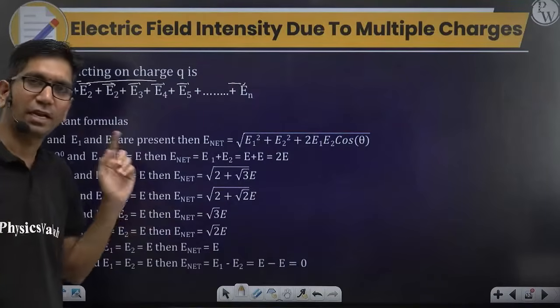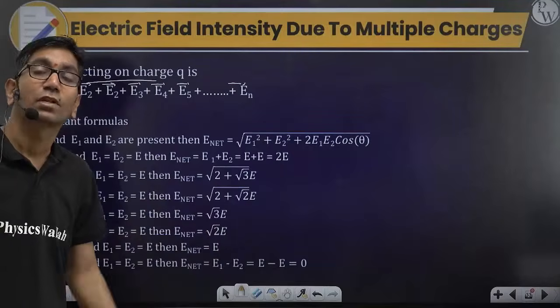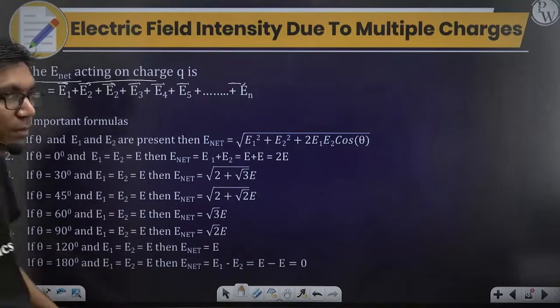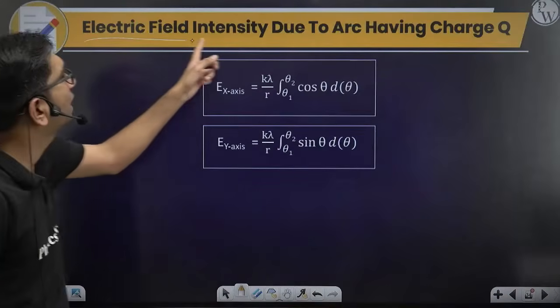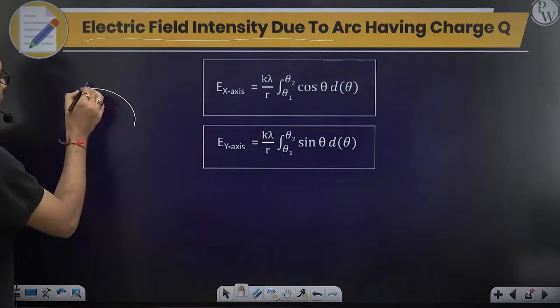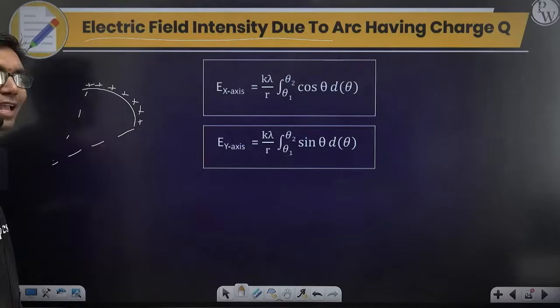For electric field numericals, we're solving the electric field numericals and the Coulomb's force numericals. Same model you'll be getting. Copy paste, note down this one and remember this one. Electric field intensity due to an arc having a charge q. See here, this one goes very tough for you, na? Correct?